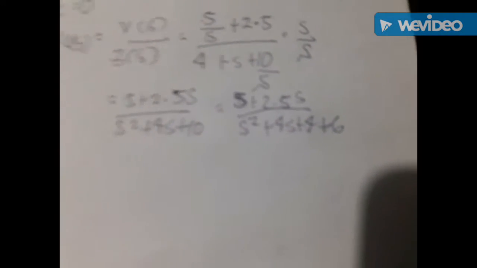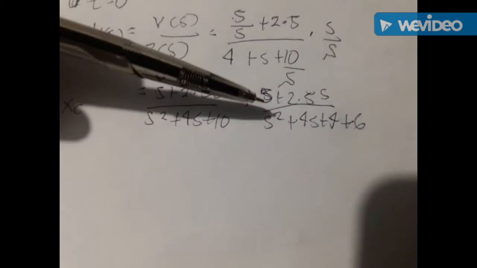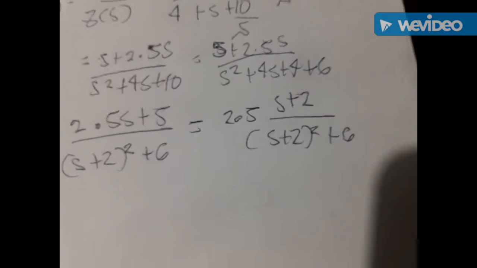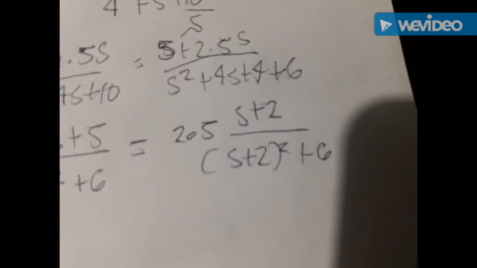Now I split this up because we have an identity. Later I will show what this identity is. Just factor the denominator to find a way to get a similar identity on the Laplace table. Proceeding, the simplified form is 2.5S plus 5 over (S plus 2) squared plus 6. As we see, the only problem here is our numerator, so we split it up into simpler equations. As we see, we got the same S plus 2 here.